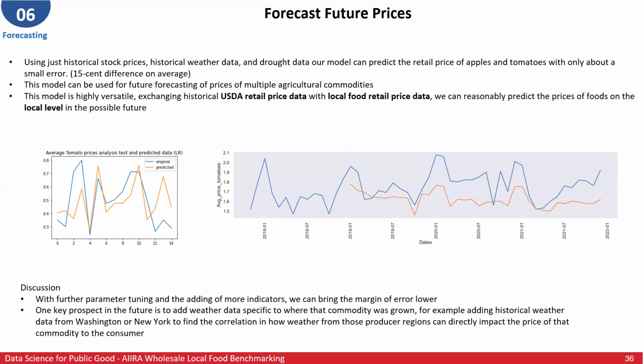One key prospect in the future is to add weather data specific to where that commodity was grown. For example, adding historical weather data from Washington or New York to find the correlation in how weather from those producer regions can directly impact the price of that commodity to the consumer.